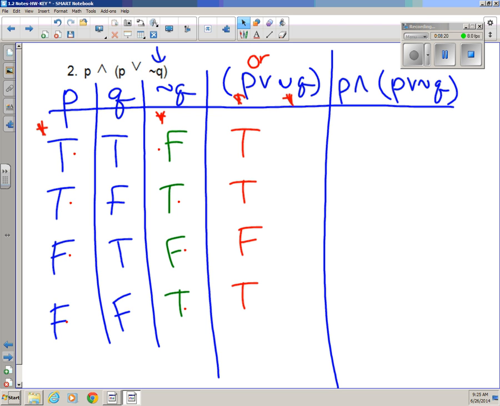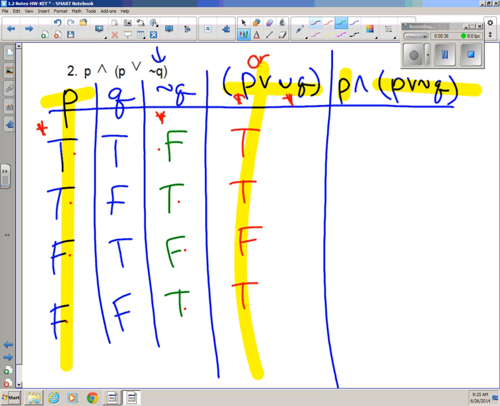Okay. Last but not least is this final column. And this final column says I need to look at P and then P or not Q, which means I'm going to look here and I'm going to look here. And this becomes an and, right? This is my and. So I'm going to say, did I do both chores? Am I allowed out? Well, I did both chores. I'm definitely going out. I didn't do either. There's no way I'm going out. And I did not one but the other, so I'm not going out. So this thing ends up with a TT and an FF.